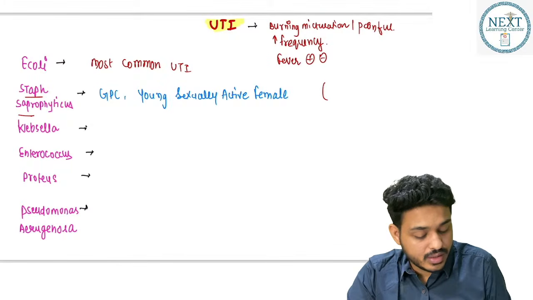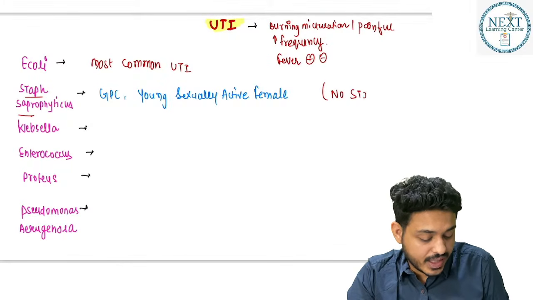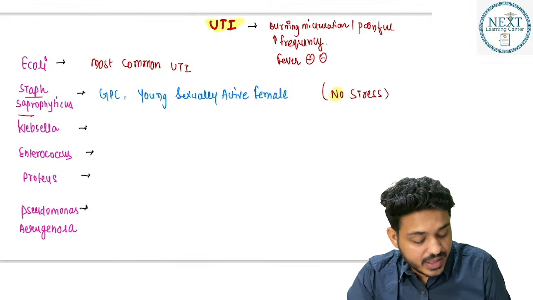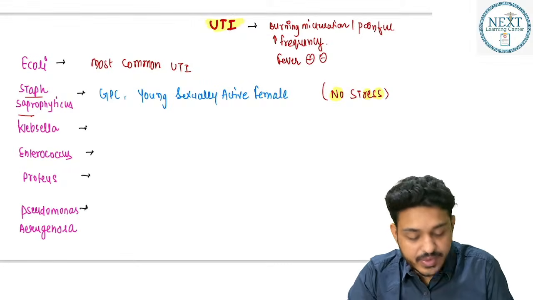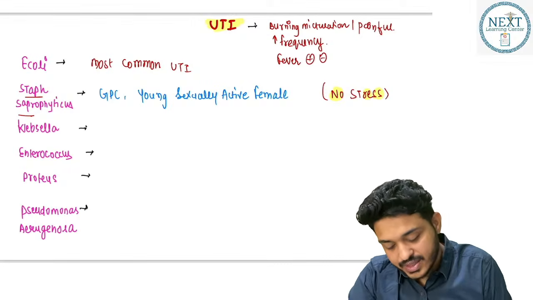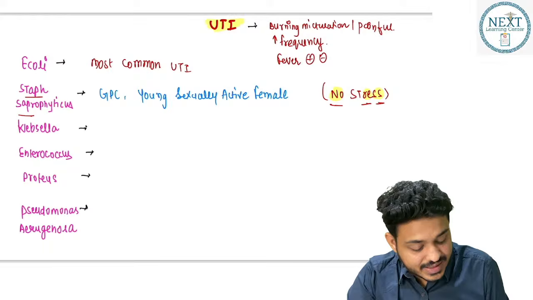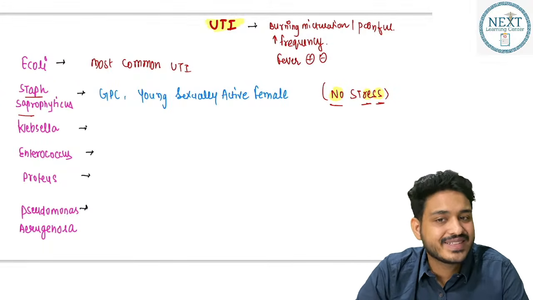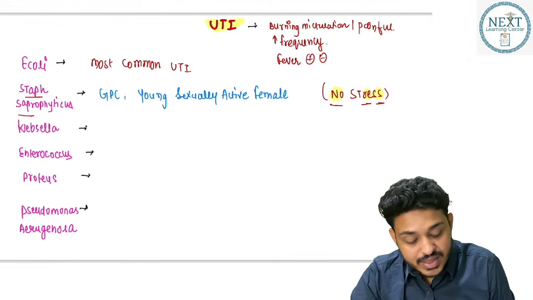Another question they are asking about Staph saprophyticus. I told you, do not take stress. No stress is the mnemonic, right? So what is this? It is going to be novobiocin resistant. Which one is it going to be? Staph saprophyticus. Staph saprophyticus is resistant to novobiocin, right? And Staph epidermidis is sensitive to novobiocin. So these two things you have to keep in mind.